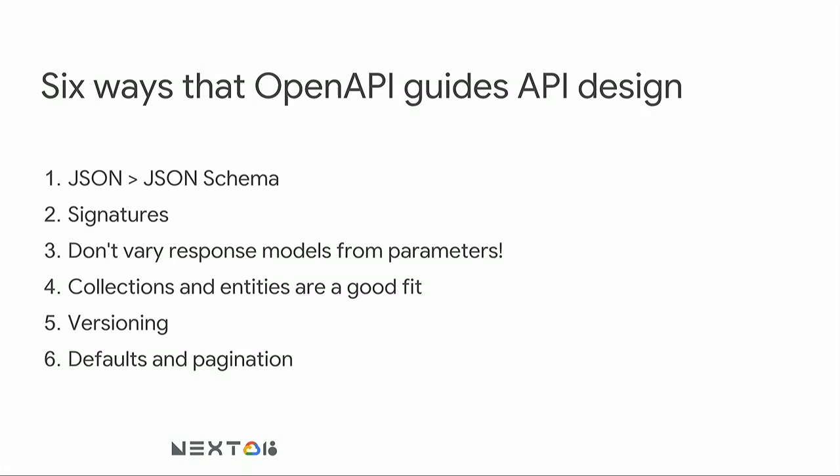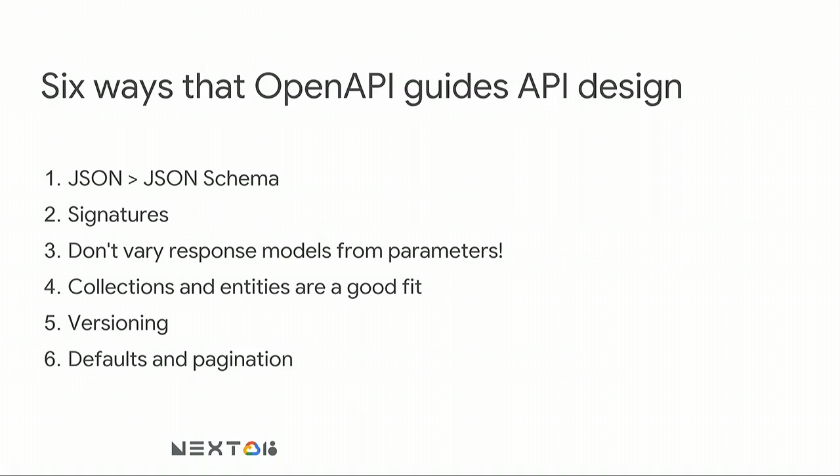So in the rest of this talk, and I'll make sure there's time for questions, we'll cover these 6 ways that OpenAPI guides API design. 1, JSON. We'll use JSON Schema. You'll see why that matters in a second. I'm going to walk you through each of these in detail. 2, signatures, how the signature mechanism works in OpenAPI and why that's important.